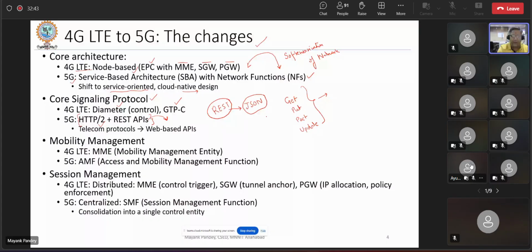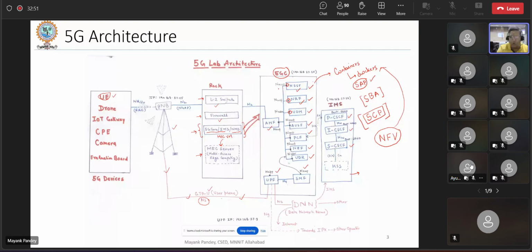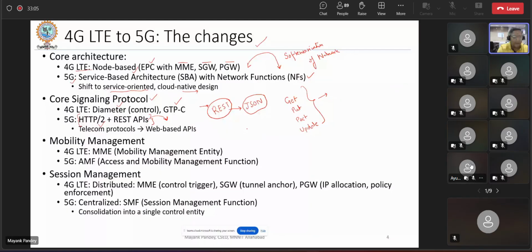When I say API, API is related to the service access point. These are the API hooks. You use an API: you send your request and then you get the answer. This is how you use APIs in your design. It means the ultimate change was that the telecom protocols have been replaced with web-based APIs.